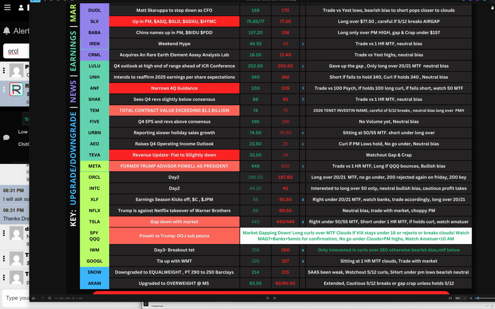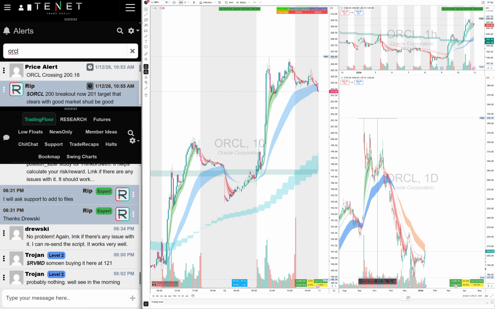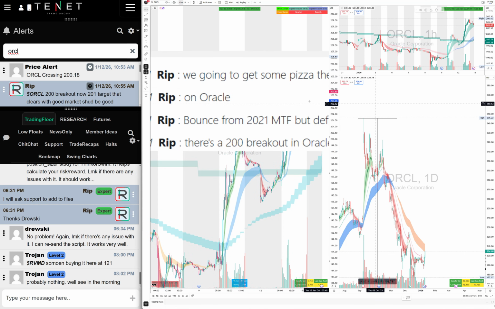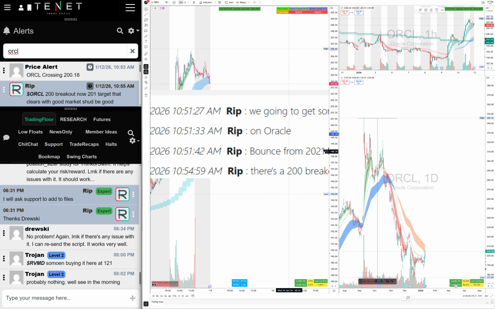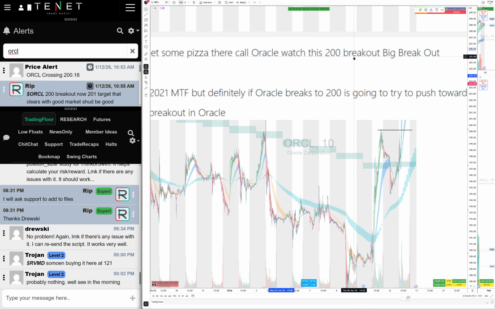So what happens here? Initially, Oracle started to push over there. Let's see if we need another MTF cloud here. No, that's fine. It started to push today, right over this 20/21 MTF. That's what I mentioned in the plan, it pulled back. So there was no trade. We were not really looking at it. Then it started to make a cup. When it started to make a cup and handle, that's when I spoke up and told everybody, let's see if I can show you that. Let me make it smaller so you can see that. I told the traders that we are going to have a 200 breakout, a big breakout.